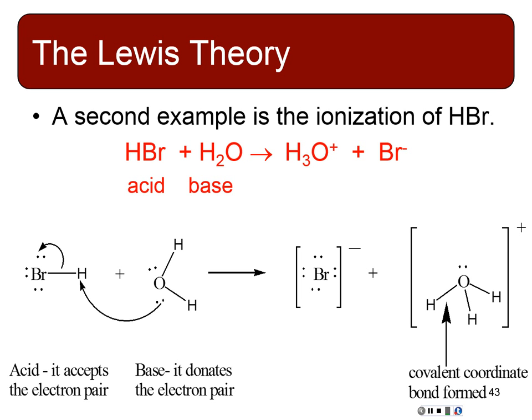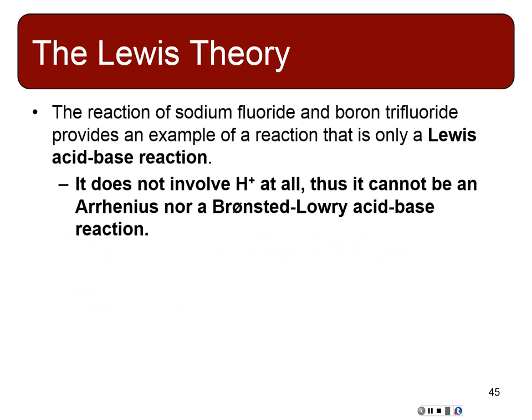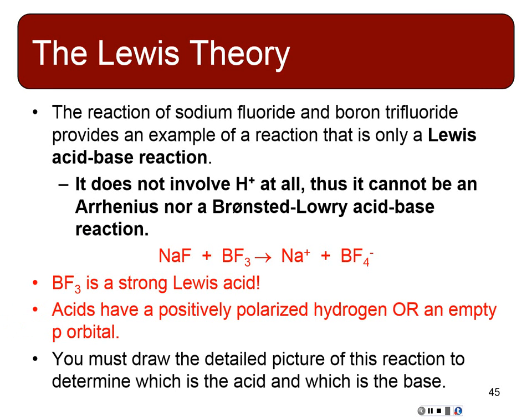So the answer to that is in this slide here. In the Lewis theory, I just showed you how to transfer electrons and all that. But your acid doesn't have to have a proton at all in this theory. What it says, and this is the red here, is that acids have a positively polarized hydrogen, which is what we've been seeing throughout all this, or an empty p orbital.